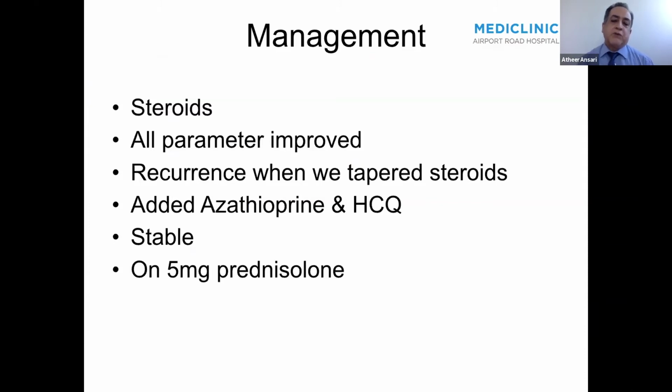But whenever we tried to taper steroid below 15 milligram, she accumulated fluid again. Therefore, we added azathioprine and hydroxychloroquine initially. Then we stopped the second one, and she is stable on azathioprine and only 5 milligram prednisolone. She feels a bit symptomatic, less than that.